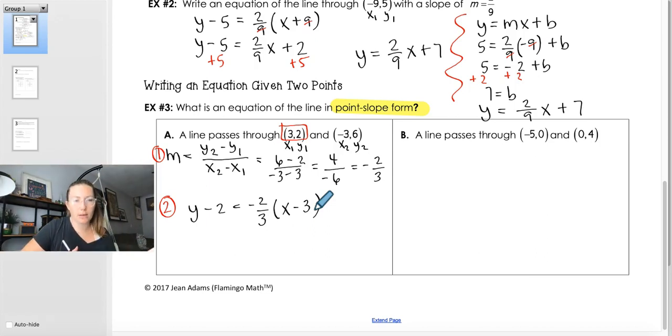Alright, again, let's go ahead, pause our video right here. I want you guys to try B. So give B a shot. Remember, step 1, find the slope. Step 2, plug it into slope-intercept form. Alright, so let's go through this one.